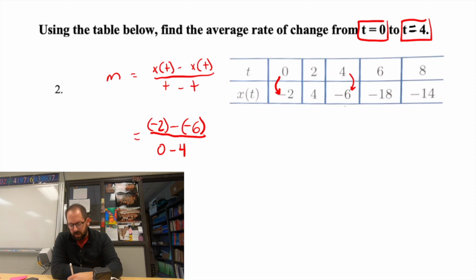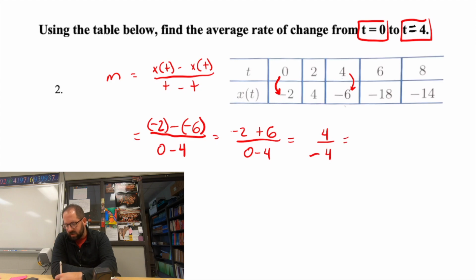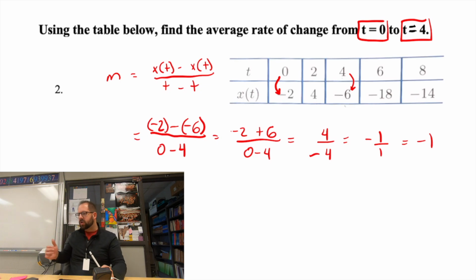And so if we do the math here, this turns out to be -2 plus 6 all over 0 minus 4. And so this turns out to be 4 over -4. Let me write my negative sign. And this turns out to be -1 over 1, which is just -1. And that's the slope. That's the average rate of change. Does that make sense, what you're doing on number 2?